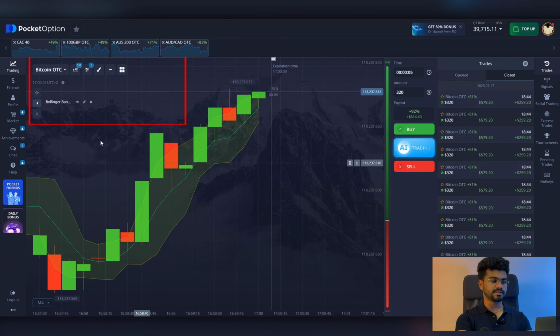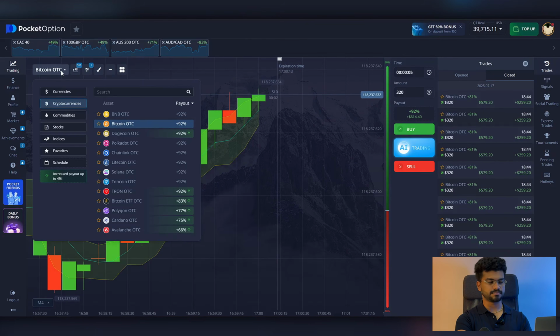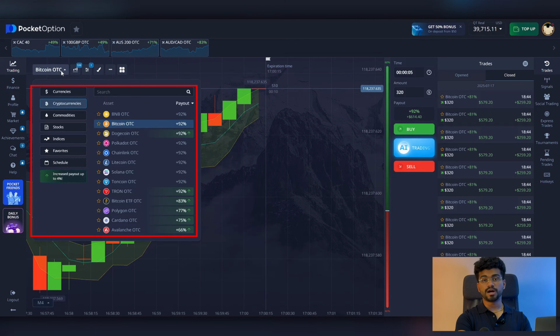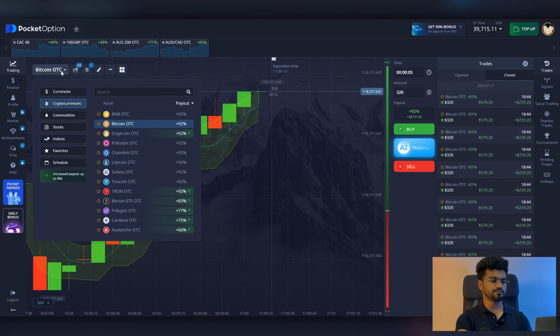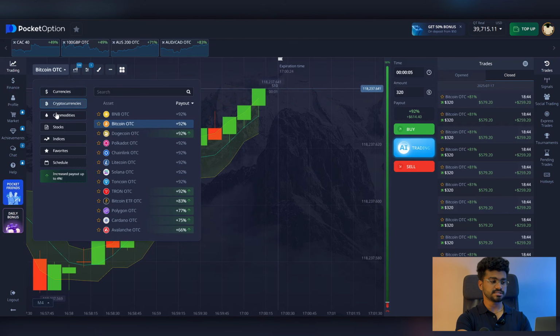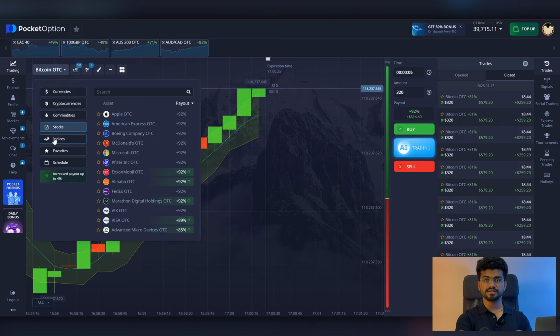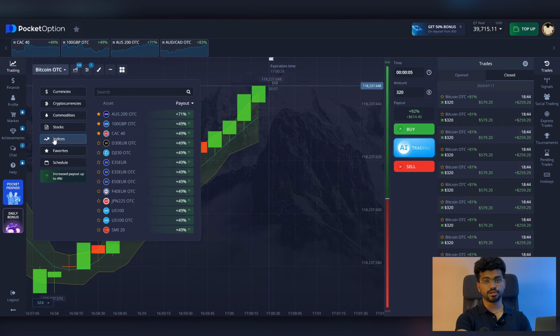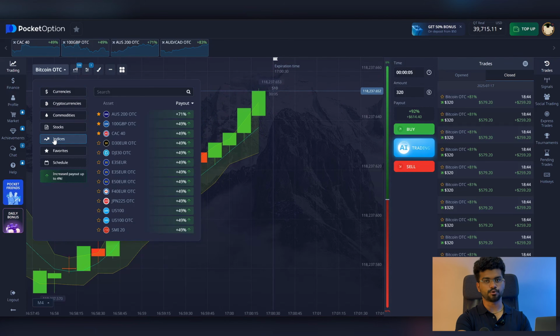Alright guys, so moving on. If you take a look at the top left corner of the chart, here you have the asset selector, and here you can choose what to trade. Pocket Option provides you many options to trade, which are currency pairs, cryptocurrencies, commodities, stocks, and even indices. So let's take a look at what each of these options provide us.